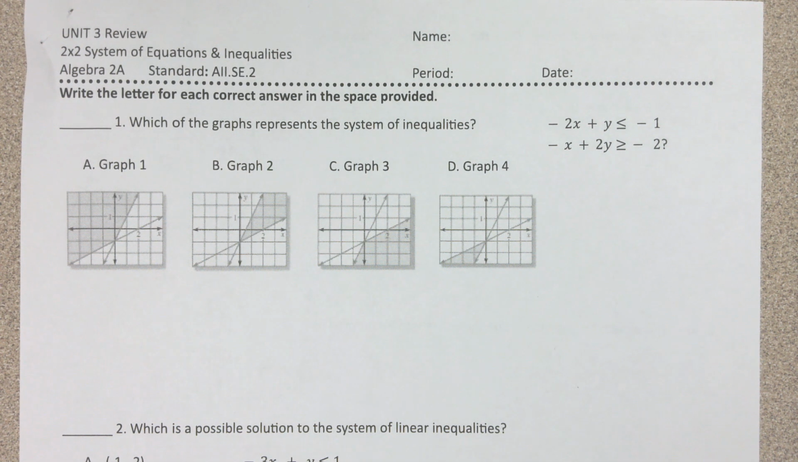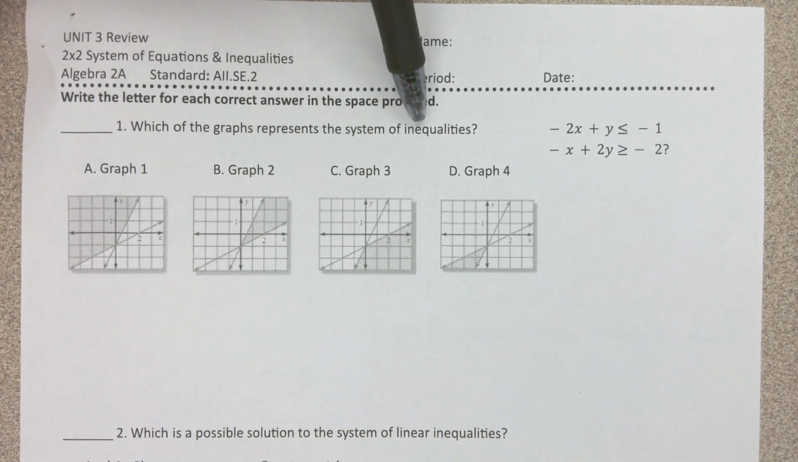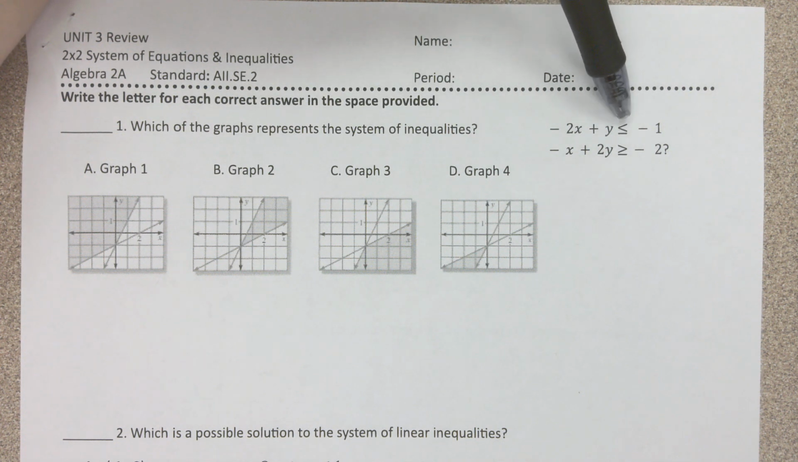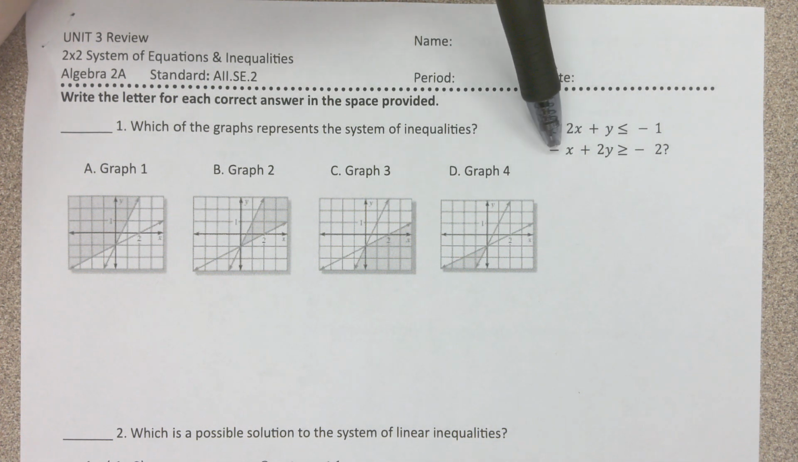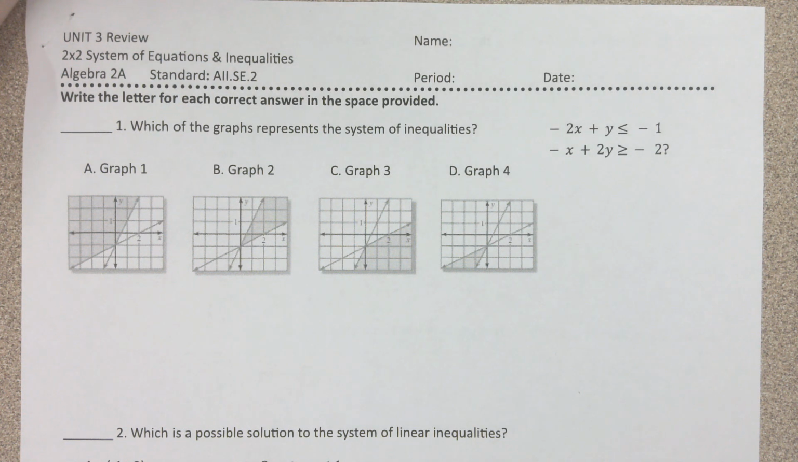Hi everyone. In today's video, we will be going over the Unit 3 review. So number 1, which of the graphs represents the system of inequalities? And our two inequalities are negative 2x plus y is less than or equal to negative 1, and negative x plus 2y is greater than or equal to negative 2.